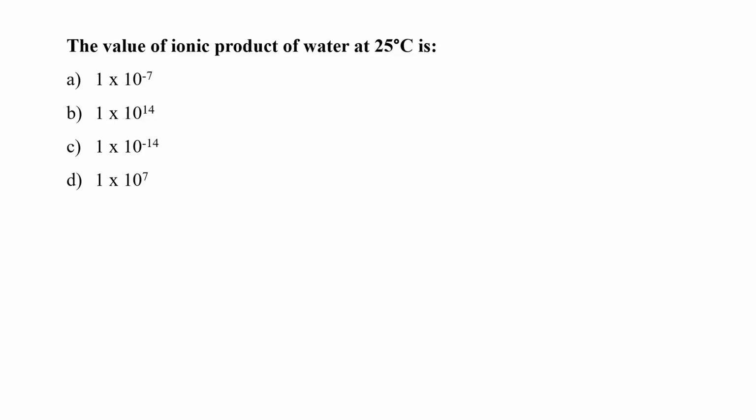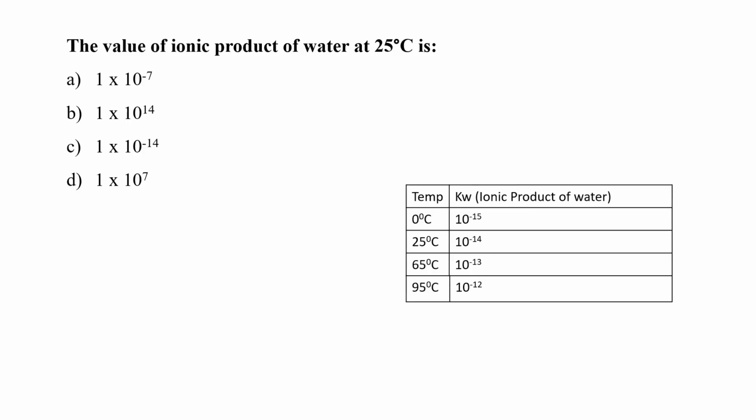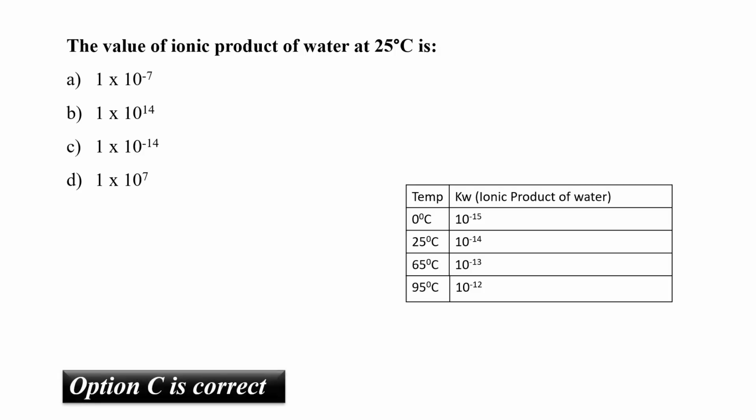The value of ionic product of water at 25 degrees Celsius is, always remember the ionic product of water is heavily dependent on the temperature. As you can see it in the table, the value of ionic product changes as the temperature is increased, and hence at 25 degrees Celsius this value comes around as 10 to the power minus 14, which is close to option C.